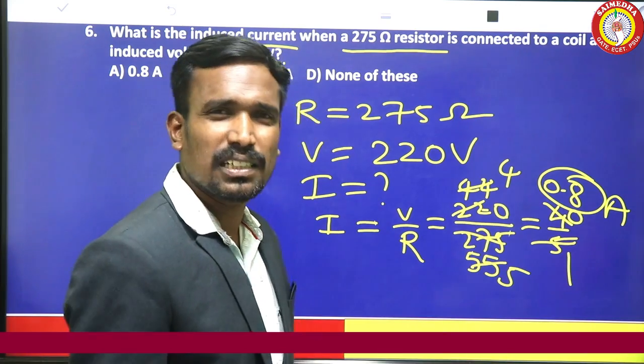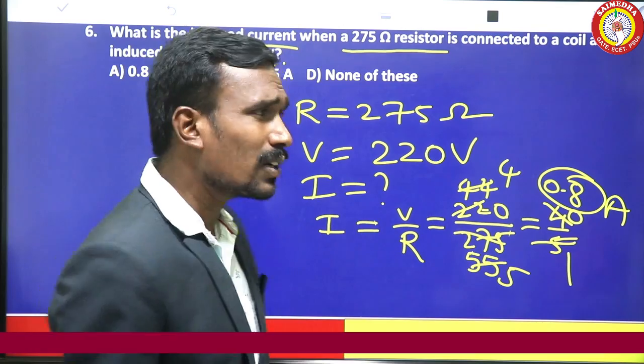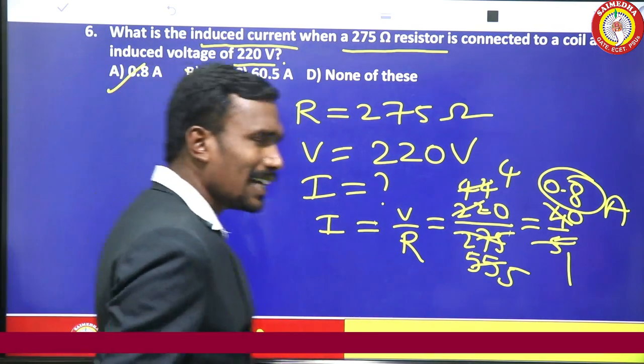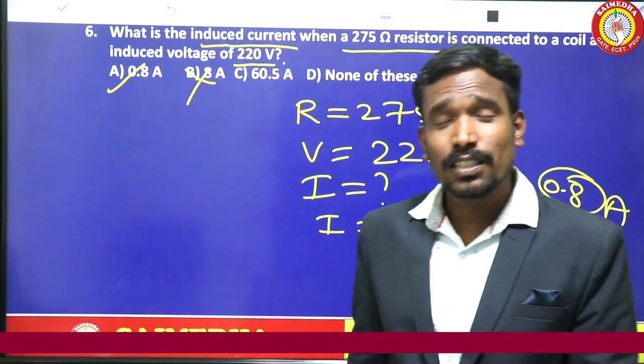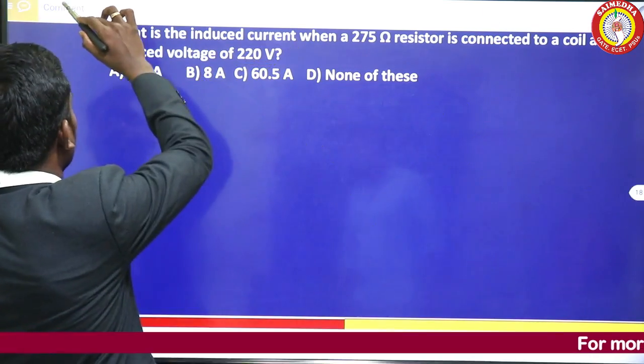Very simple question, sir. Like the questions they will ask you in our examination. So what is the answer? Not 8. 0.8 amperes is the correct answer. Right? Let's go for the next question.